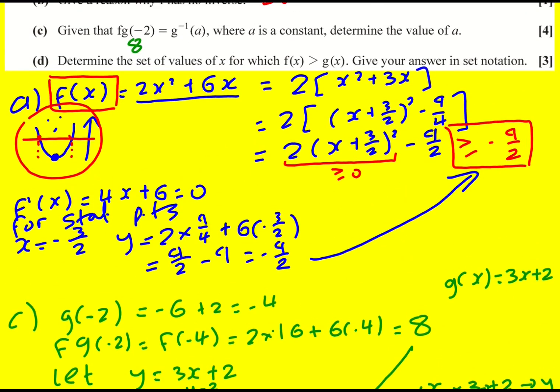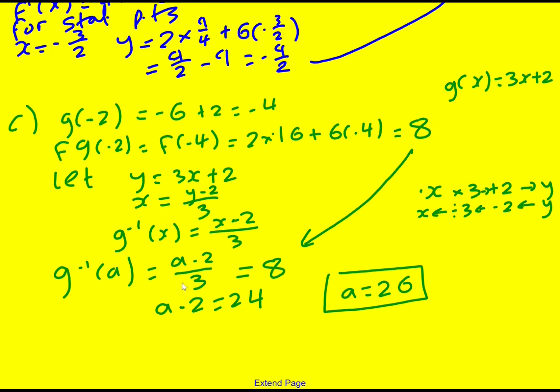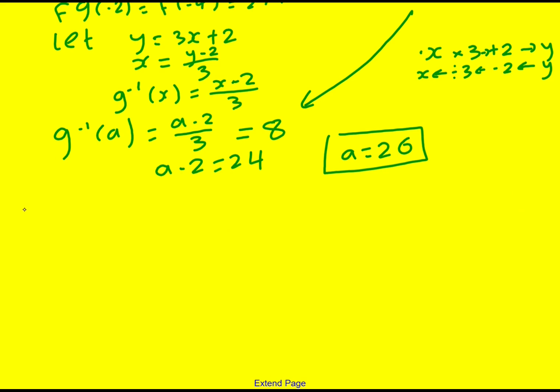So we're told that a is a constant and to determine the value. Okay, there's no restrictions or anything. So a minus 2 is going to be 24, and therefore a is going to be 26. On to the final part of this question.